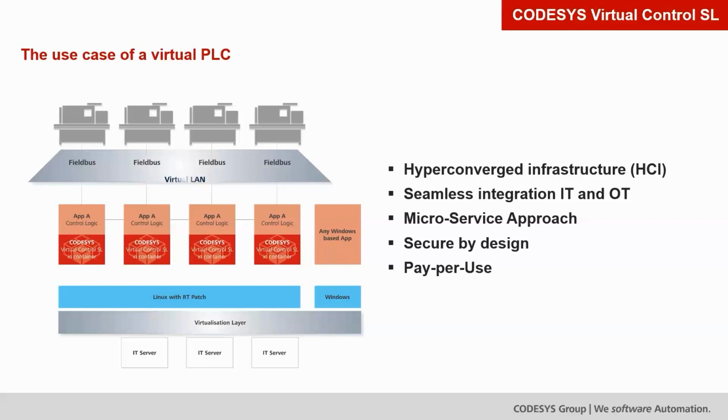But since we now have a one-to-one relationship between runtime logic to hardware, we also have to use a new business model, because paying per device is not possible anymore. So now we have a pay per use. So we charge the runtime of a device or a runtime system instance. And of course, each runtime system instance has to have its own license.